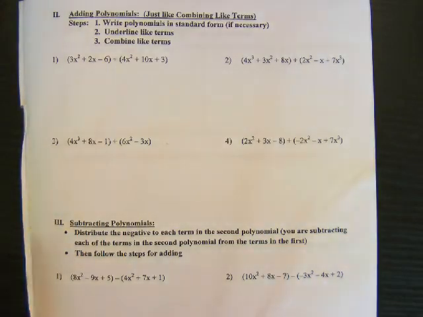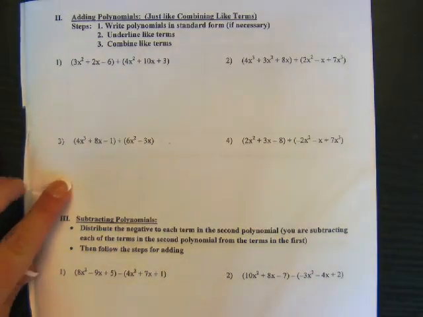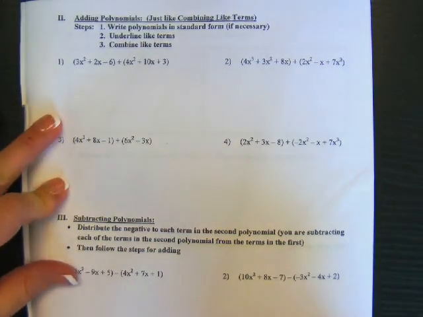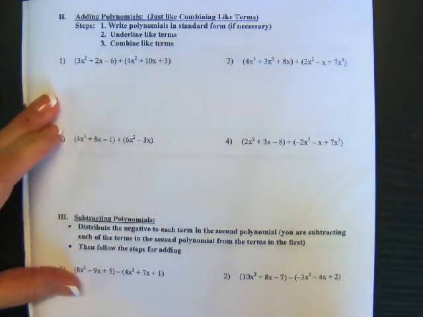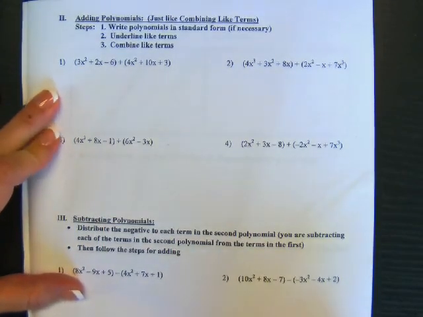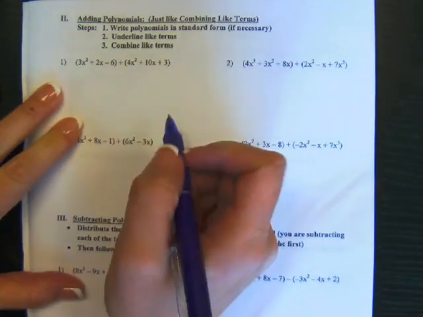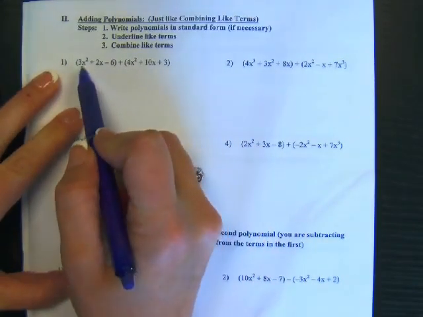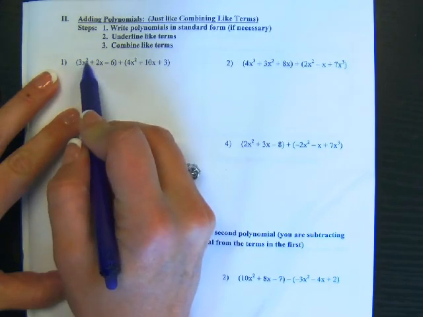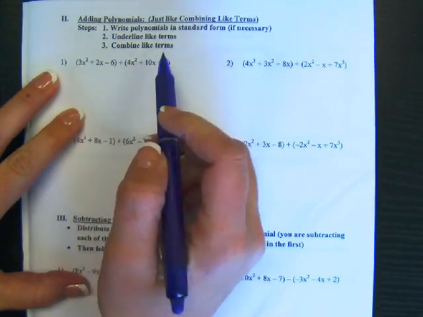Okay. Adding and subtracting polynomials. Adding polynomials is as simple as combining like terms. If you paid attention to the lesson before, then you know what like terms are. I will explain again. Like terms are terms that have the same variable with the same exponent. So in this case, the x squareds would make your like terms.